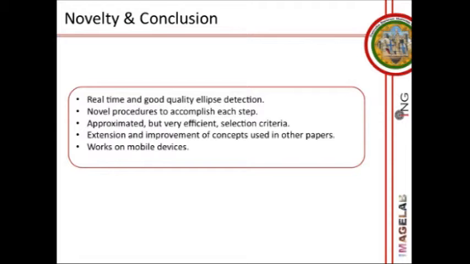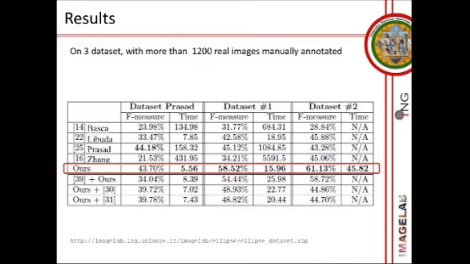Well, we show that we are able to do real-time detection with a good quality of ellipses. I present a new simple procedure to accomplish each step. These procedures are approximated, but are very efficient, and being so approximated, they don't use a lot of information. And when we work with real images, this information is almost always noise. So we don't use this information. It's pretty good for accuracy. And thanks to its capability to run in real time with low memory, it also works on mobile devices at 20 frames per second.